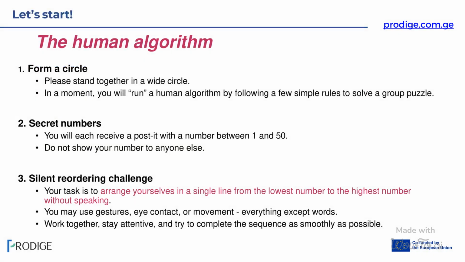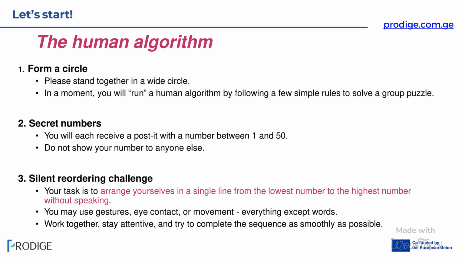For this activity called the human algorithm, you can ask participants of your lecture, training, or workshop to form a circle. Participants of this initial game should stand together in a wide circle. In a moment, they will run a human algorithm by following a few simple rules to solve a group puzzle. Each of them will receive a post-it with a number between 1 and 50. Participants should not show their number to anyone else.